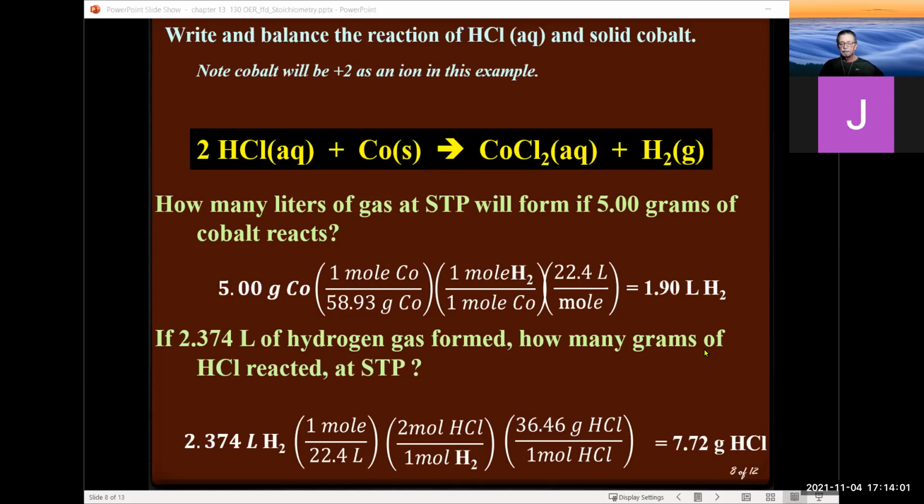If you need to make 2.374 liters of hydrogen gas, you need to begin with, at the minimum, 7.72 grams of hydrochloric acid.